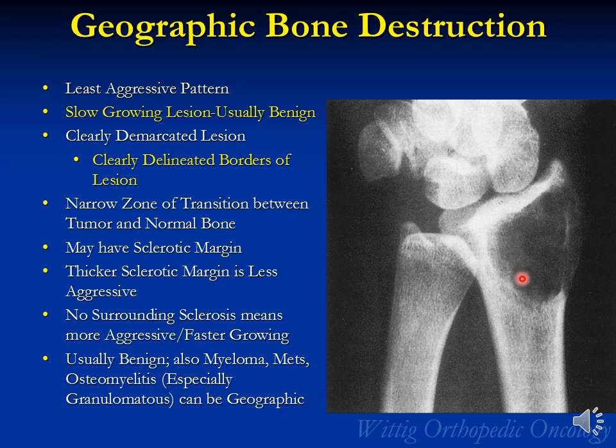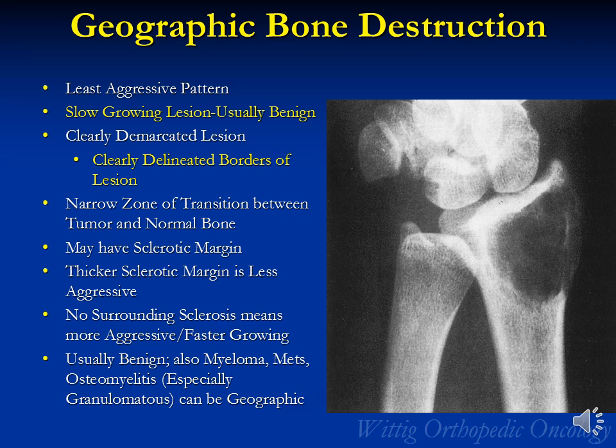There are clearly delineated borders. You may or may not have a sclerotic margin around it. Sometimes the tumor is growing rapidly enough where the bone does not have a chance to react against it, and you do not get much of a sclerotic margin around it. And sometimes it's growing very slowly, and the bone has time to react against it and creates a very thick sclerotic margin around it. Obviously, the less sclerosis around it, or the less sclerotic rim around it, means it's more aggressive or faster growing. Usually, these tumors are benign.